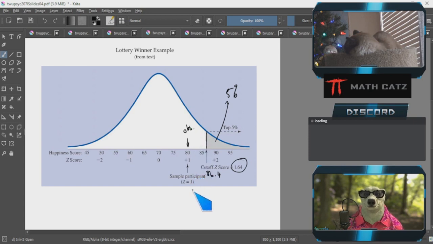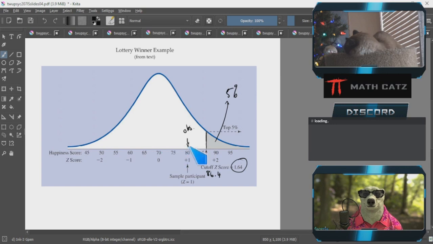So what does that mean? Or what does that tell us? Whether I say 80 versus 86, or whether I convert it to its z-score, in this case 1 versus 1.64, the information is the same. But if I talk about happiness scores just for convenience, this means that I am very likely to get a happiness score of 80 in the general population without having the $10 million. A score of 80 is not rare. It's quite common.